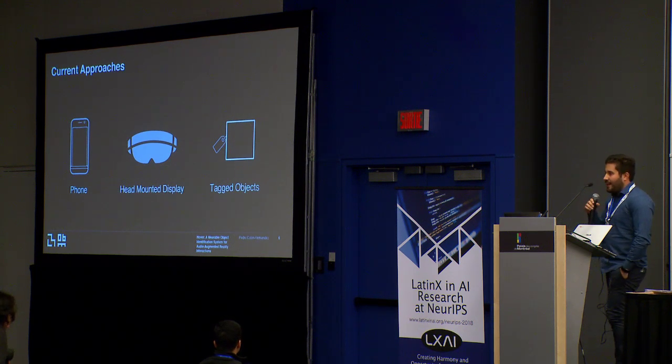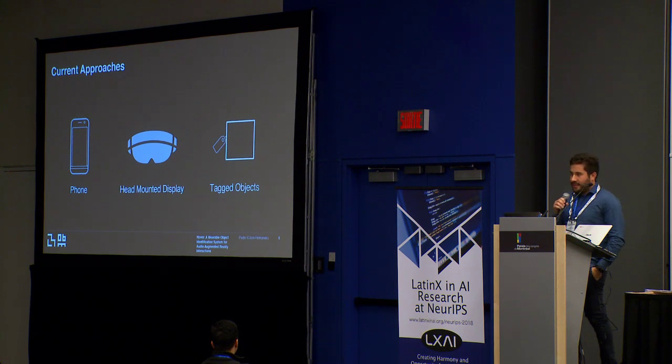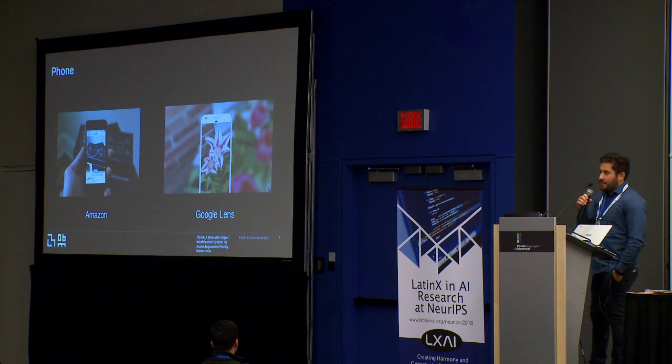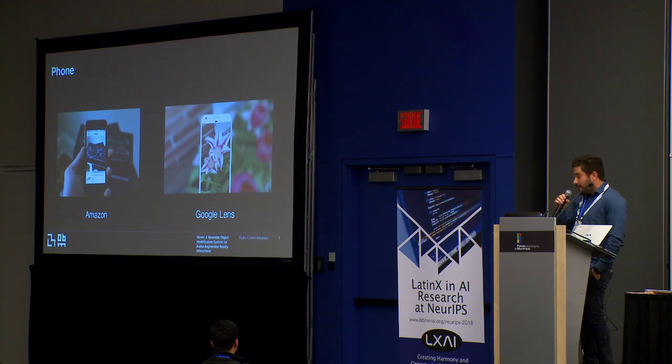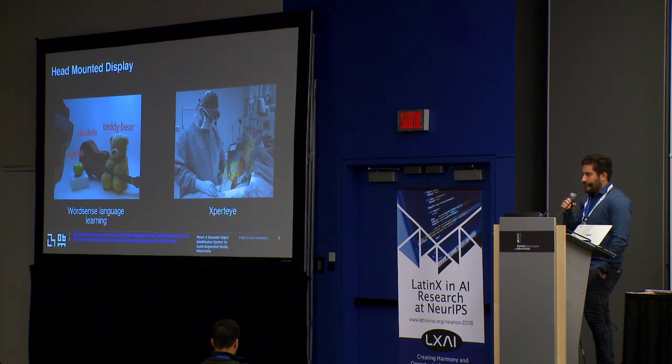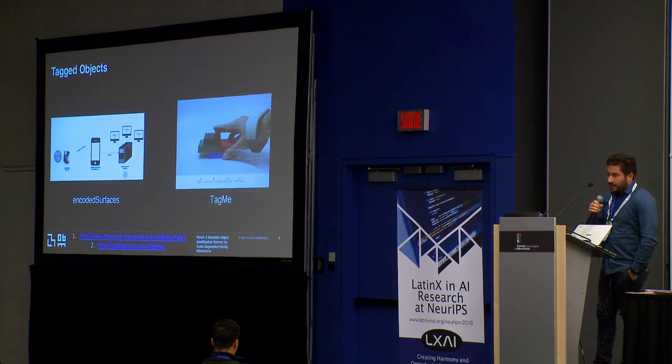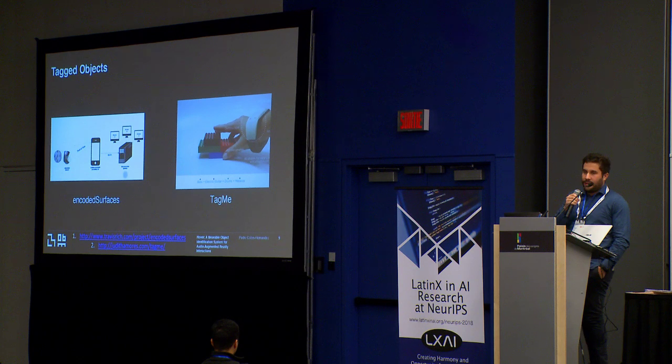The current approaches that we have right now to access augmented reality content are through phones, head-mounted displays, and what I call tagged objects. In the case of phones, we usually just open up an app, point it at an object of interest, and it gives us back some relevant content. In the case of head-mounted displays, we have things like the Microsoft HoloLens and Google Glass, which are essentially glasses-like devices that we put on our heads, and they overlay augmented reality information in our field of view. And lastly, tagged objects are objects that are modified in some way or shape to contain either some identifier or some information that can be read through some system.